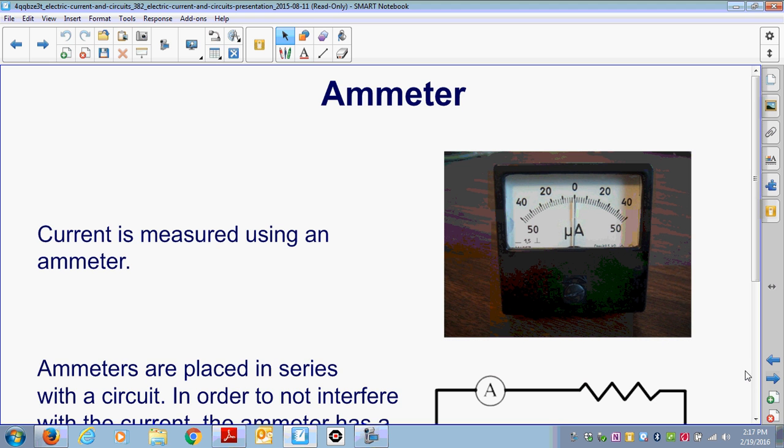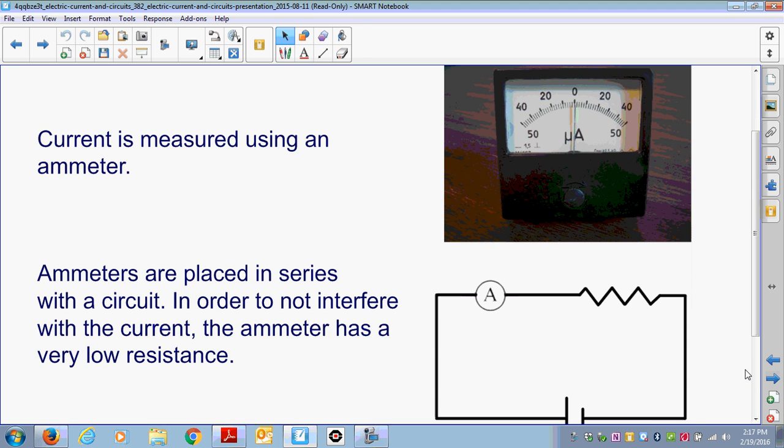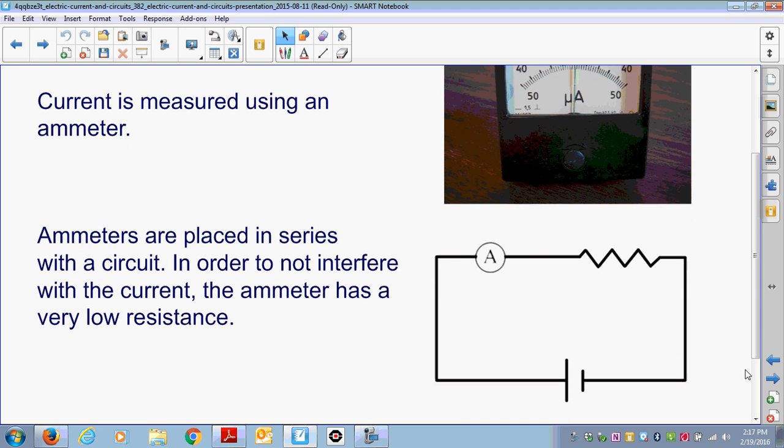We use an ammeter to measure current. Ammeters are placed in series with the circuit. In order to not interfere with the current, the ammeter has a very low resistance.